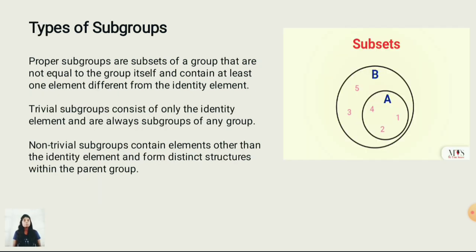Types of subgroups. Proper subgroups are subsets of a group that are not equal to the group itself and contain at least one element different from the identity element. Trivial subgroups consist only of the identity element and are always subgroups of any group. Non-trivial subgroups contain elements other than the identity element and form distinct structures within the parent group.